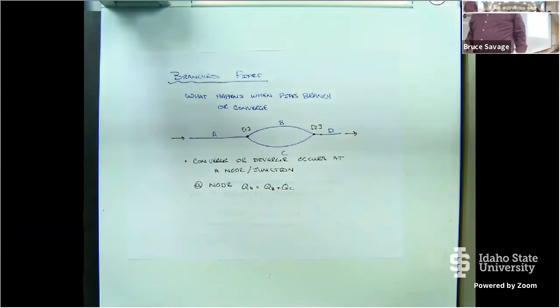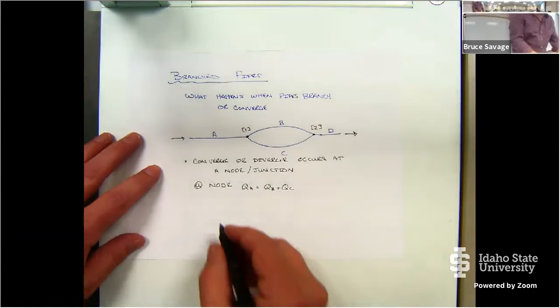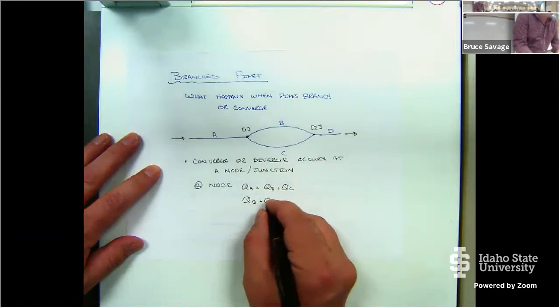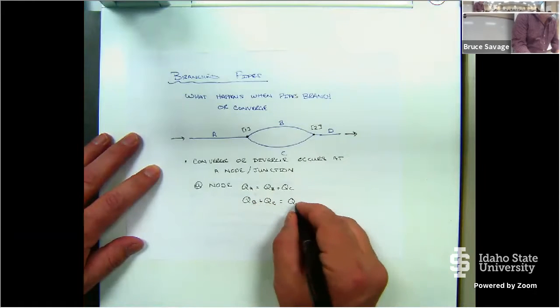Pretty fundamental: what we have coming in from pipe A is going to split and go through B and C, and it has to, because there's nowhere else for it to go. And the corollary at node 2 is the same thing, right? That Q sub B plus Q sub C equals Q sub D.